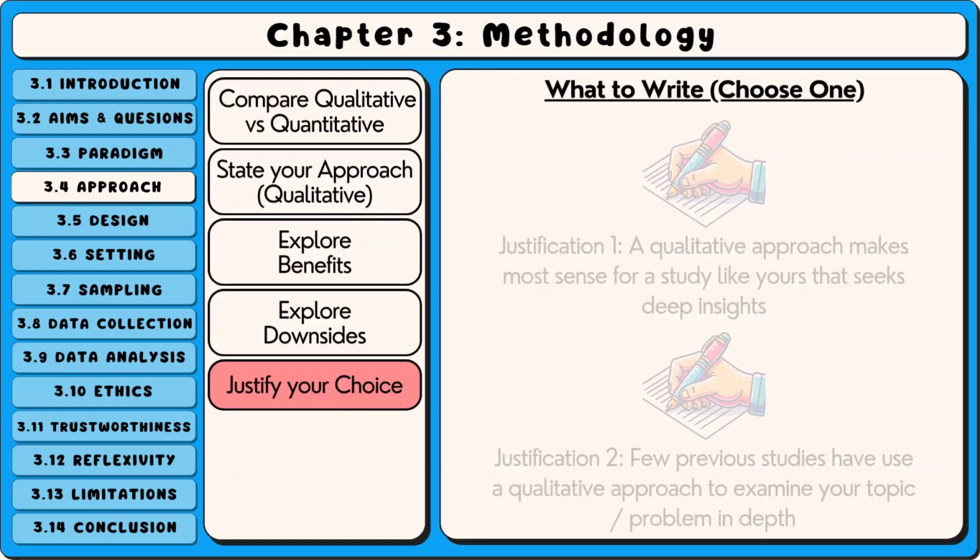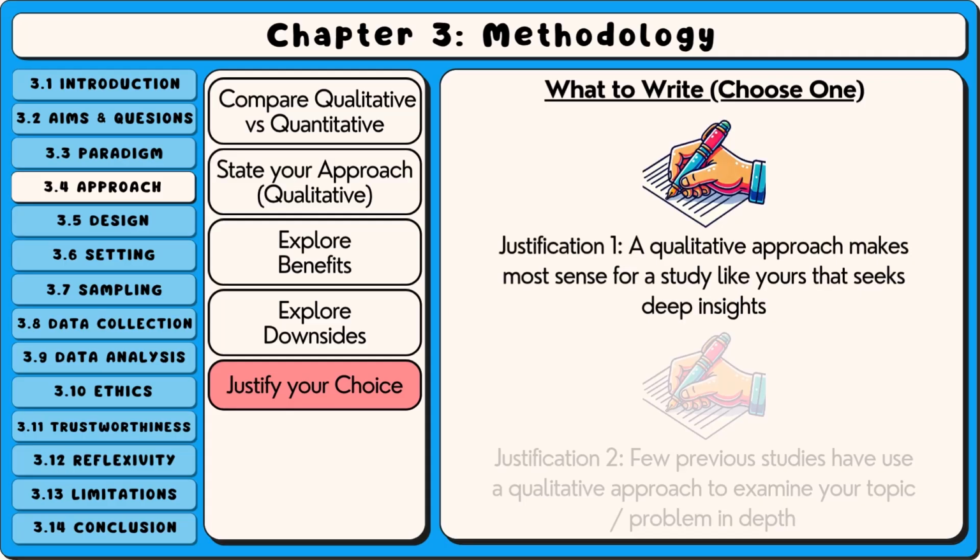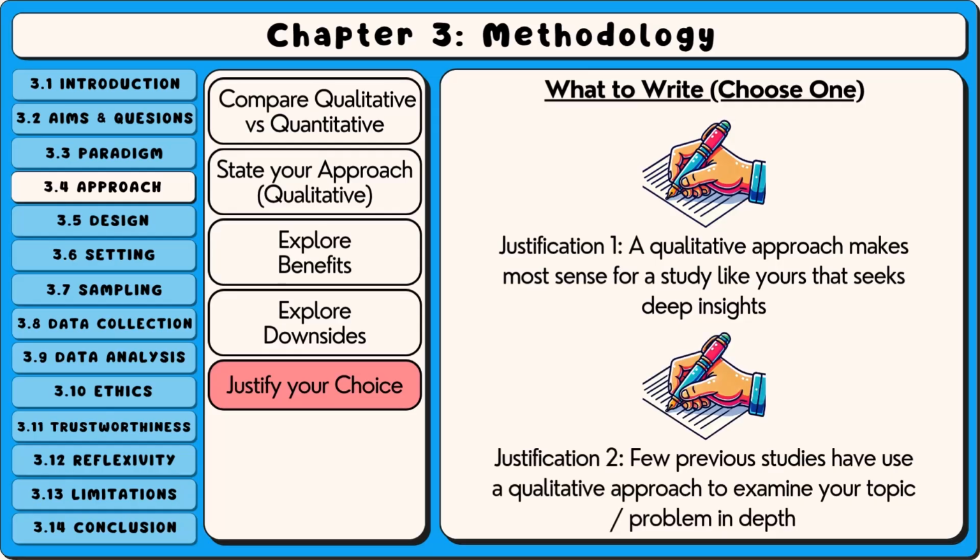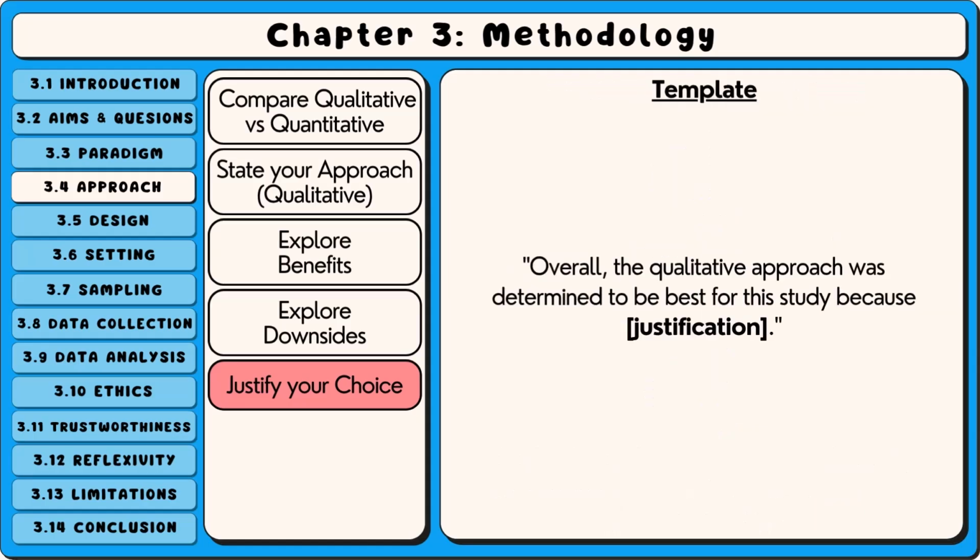Lastly, justify your choice. Here are two possible justifications. One could be that a qualitative approach makes most sense for a study like yours that seeks deep insights. Another justification could be that few previous studies have used a qualitative approach to examine your topic or problem in depth. Here's a template. Overall, the qualitative approach was determined to be best for this study because, and then insert your justification.